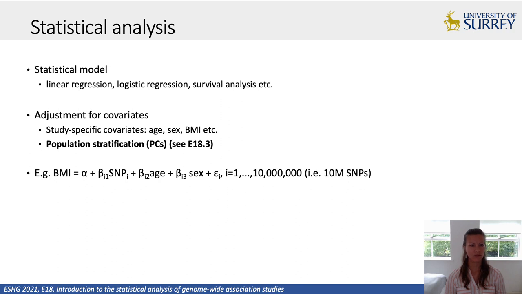And in this example here we see a simple model for body mass index, where we are associating each SNP at a time on it and have two covariates, age and sex.